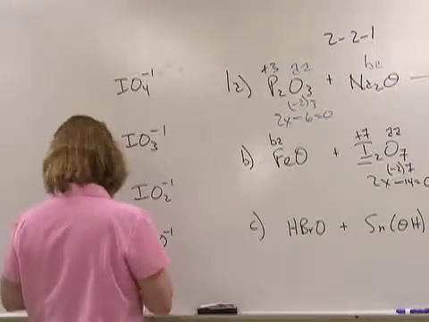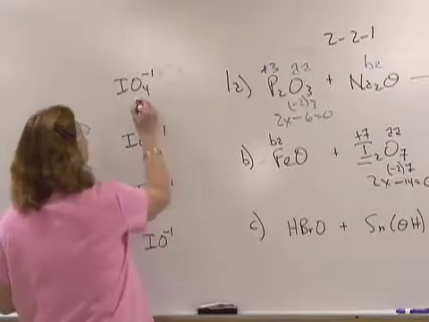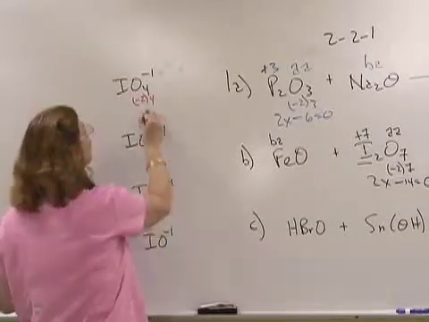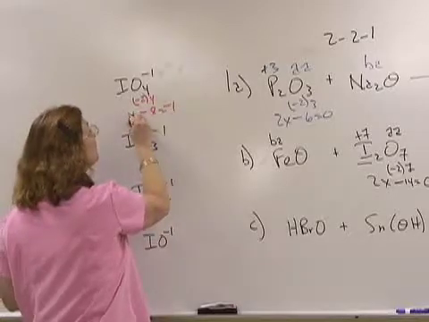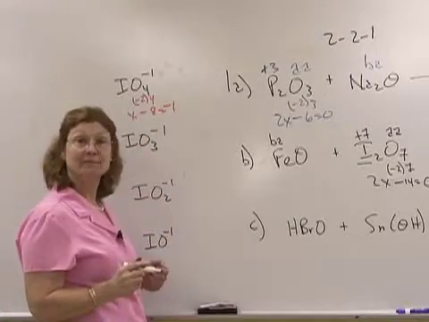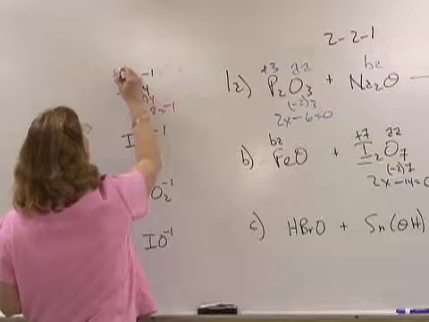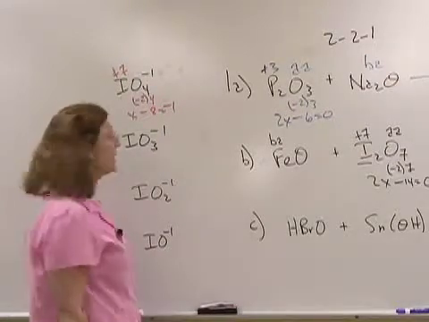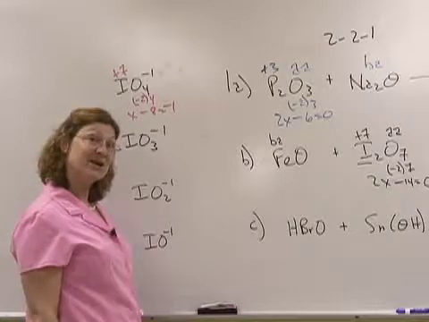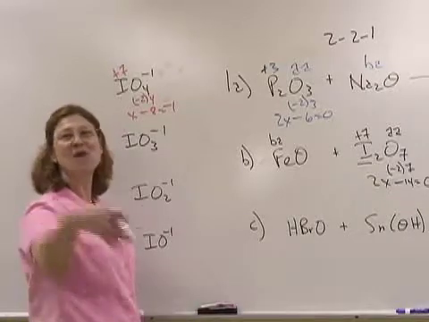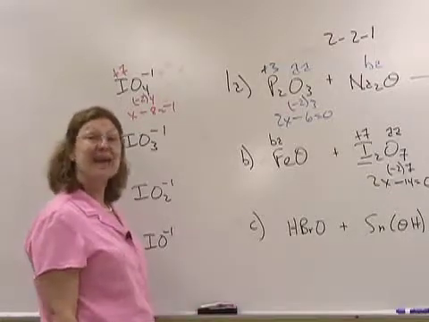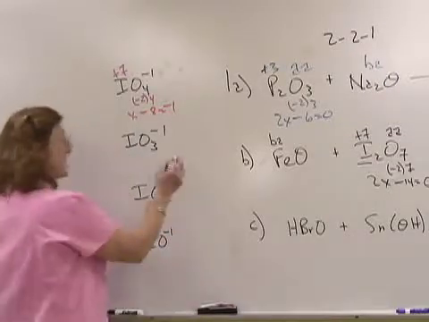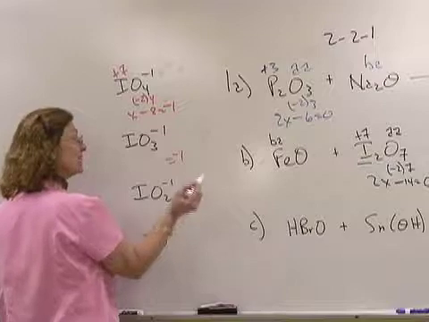Well, I know that oxygen is -2. There are 4 of them. That gives me a -8, and this polyatomic ion is -1. Therefore, in this case, iodine is +7, and that's the one I'm looking for. Now, my question is, should we continue on and do the rest of them? Oh, why not? You need to see it so that you'll be able to do it when the assessment comes.